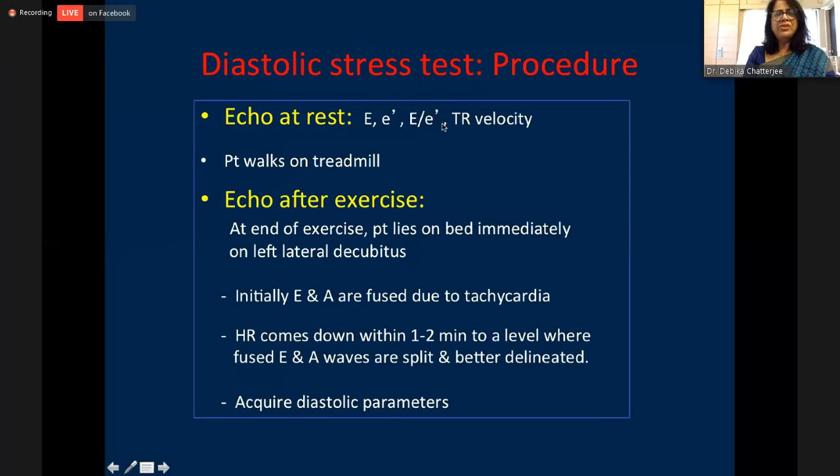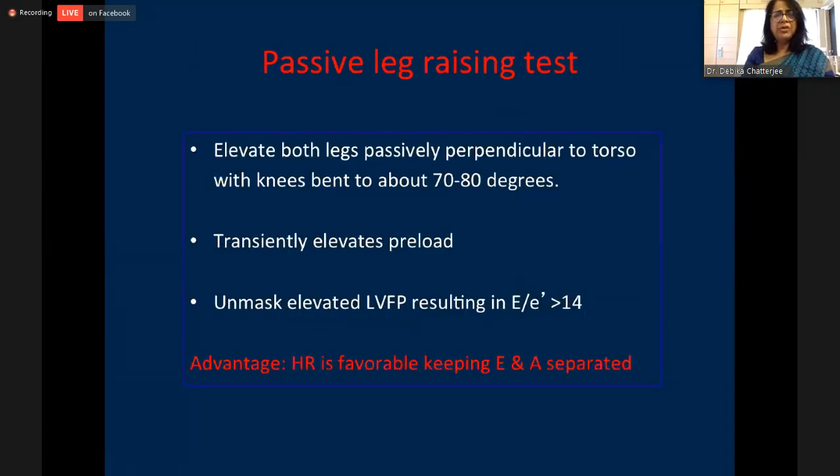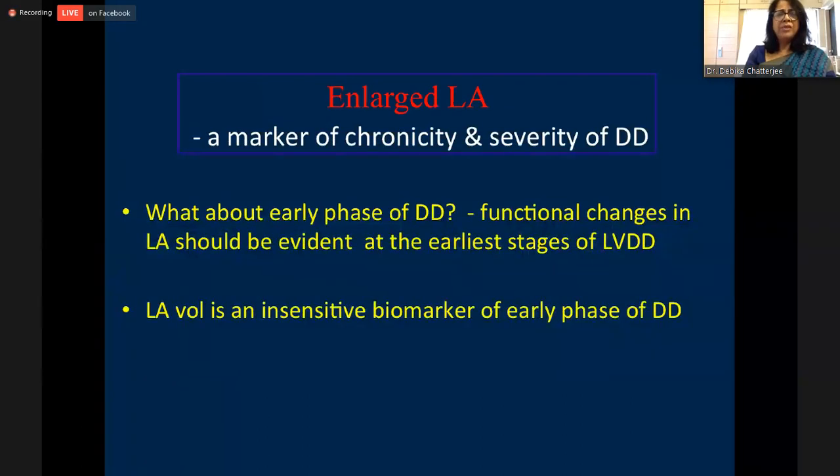So we take the parameters at rest and after walking on the treadmill, and look at this patient at rest. E wave was 72, increased to 106 centimeter per second with stress, whereas E prime reduced to 6 from 7. So post exercise E by E prime more than 13 has 90% specificity and 60% sensitivity for raised LV filling pressure. We can do a passive leg raising test also. Here we have the advantage of no tachycardia. Now, we have seen that enlarged LA is a marker of chronicity.